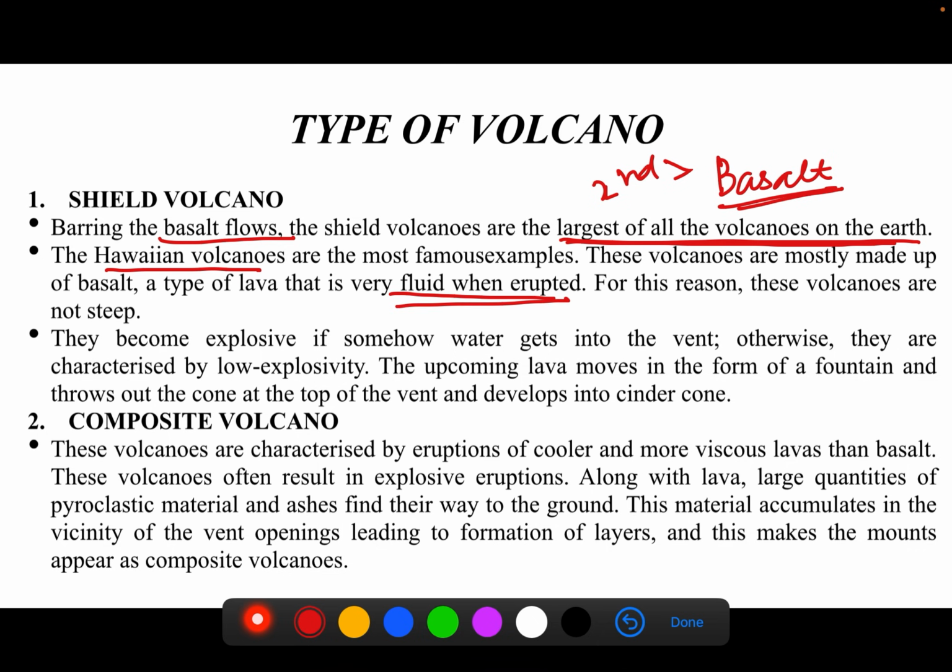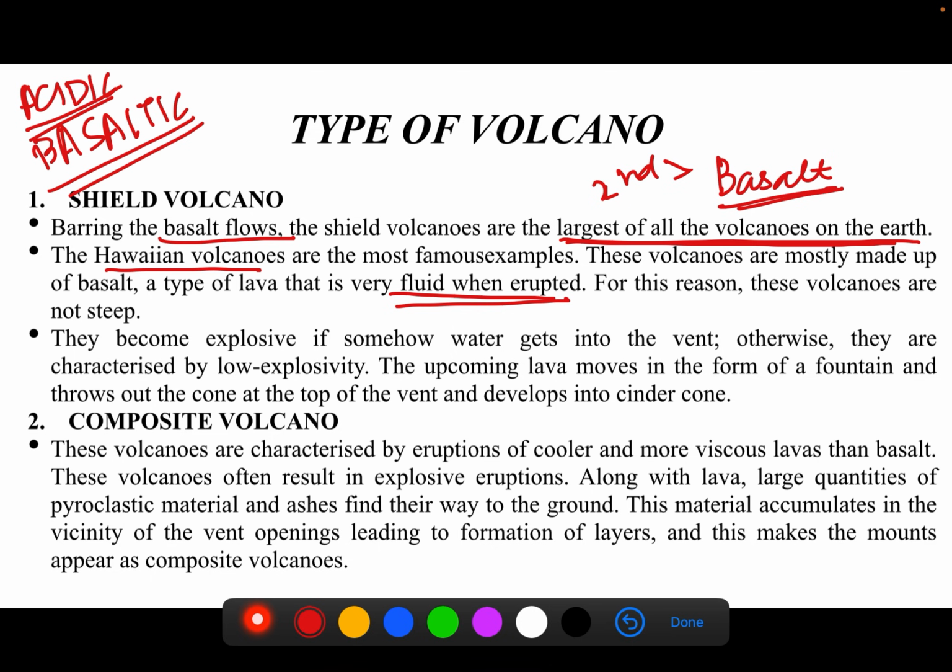Alright, so now the difference between magma and lava is clear. Lava is anything which is coming outside the surface. This lava can also be of two types. Either it can be acidic or it can be basaltic.